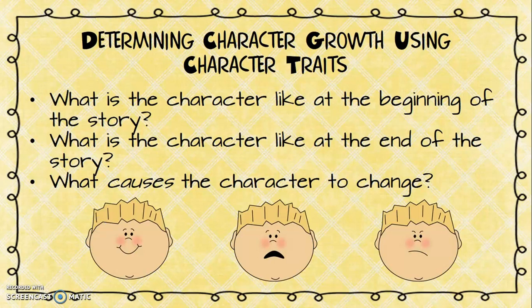We can think about a character's growth or their change or their development using those character traits. So think about at the beginning of the story, what was that character like? Then, what were they like at the end of the story? And then, even more importantly, once we've figured out what type of character trait describes who they were at the beginning and who they were at the end, we need to think about what caused that character to change. What happened in the story? What relationships did they have that helped develop them and change them as a character? Whether it was a good change or a bad change.